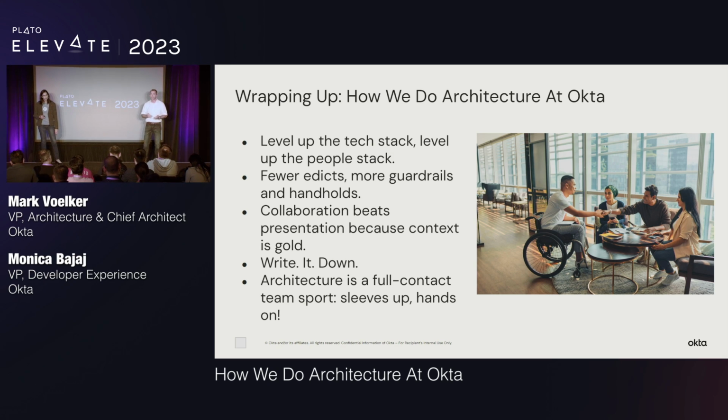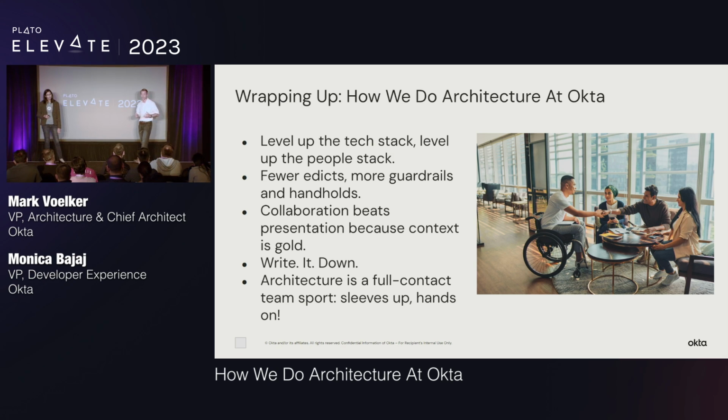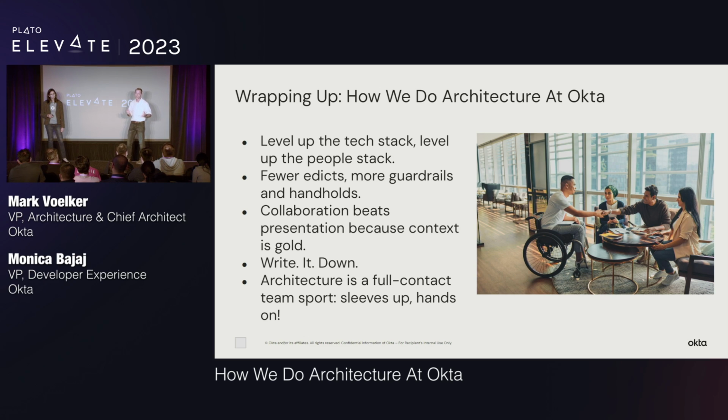That system of guardrails and handholds also means that our architecture practice is a really collaborative one. We want our architects to be very familiar not only with the software, but with the teams that are building it. Context is the single most important factor for making good architecture decisions for us. And because context is gold and collaboration is imperative, it's very, very important that you write it down.